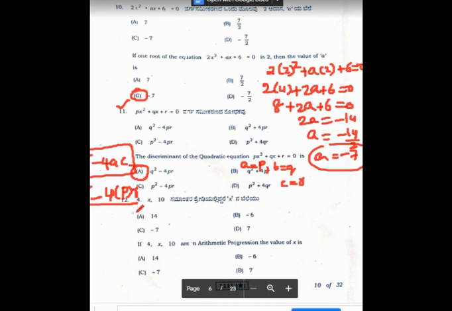Moving on to the 12th question, 4x, 10 are in AP, find the value of x. We all know that in arithmetic progression, the common difference should be same.